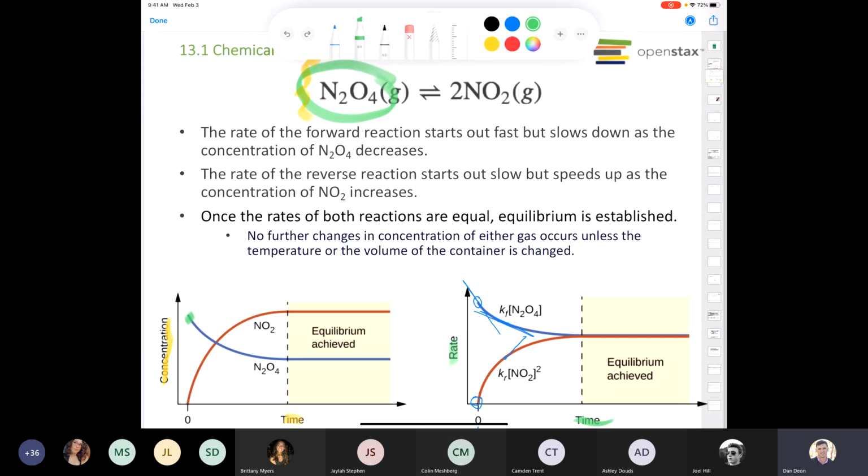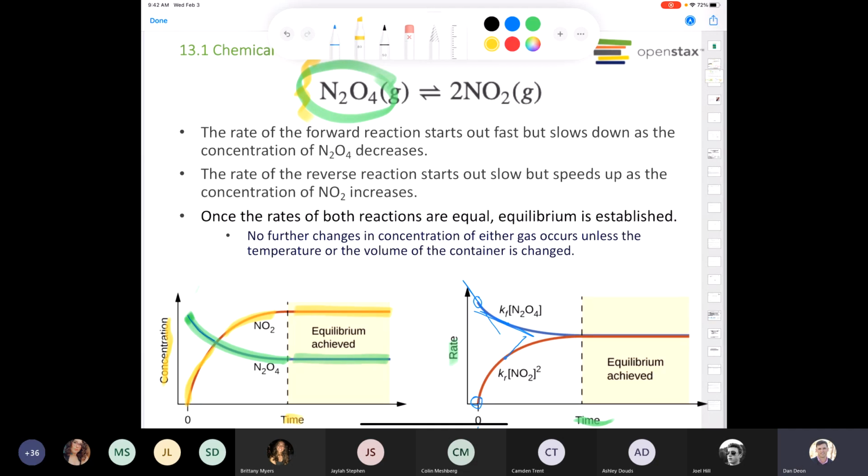What's going to happen as the reaction progresses is that the concentration of the N2O4 is going to decrease. But it might be a knee-jerk reaction for you to say, well, it's going to decrease until there's none left. No, it decreases until it reaches a steady concentration. And conversely, the concentration of the NO2 is going to increase. It doesn't just go indefinitely. It increases until it reaches a steady state. And when those concentrations remain unchanged, that's when you're at equilibrium.